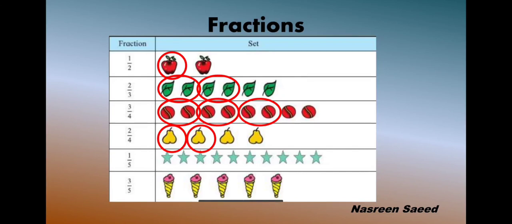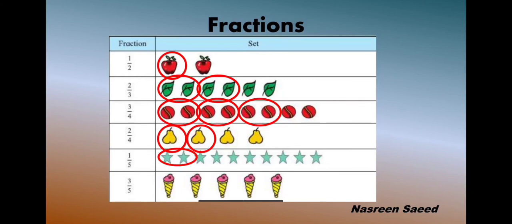Now if you see the next one, 1/5 of the stars. How many stars are given? 10 stars. So we have to circle only one set. One set मतलब कितना हम लोग सर्कल करेंगे? 2 stars. बाकी 8 stars वैसे ही रह जाएंगे, मतलब 4 parts वैसे ही रह जाएंगे. So 1/5 of 10 is 2.